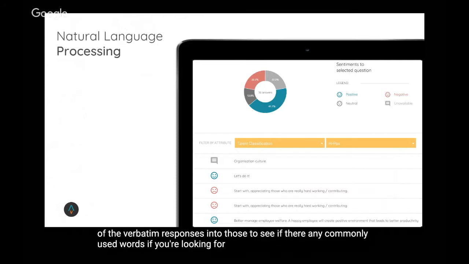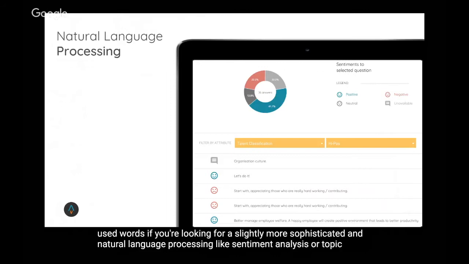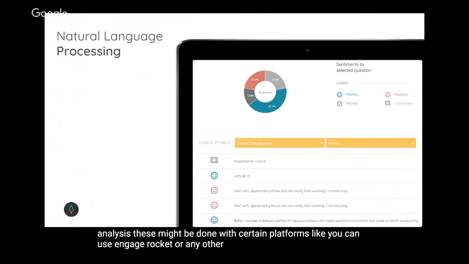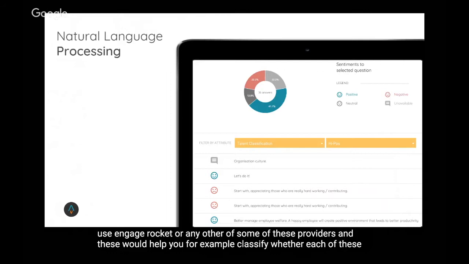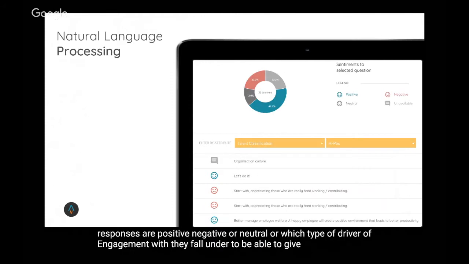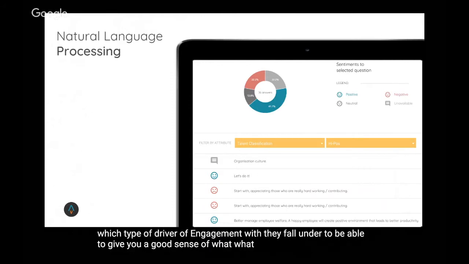If you're looking for slightly more sophisticated natural language processing, like sentiment analysis or topic analysis, these might be done with certain platforms. Like you can use EngageRocket or some of these other providers. And these would help you, for example, classify whether each of these responses are positive, negative, or neutral, or which type of driver of engagement they would fall under, to be able to give you a good sense of what are some of the common themes that people are talking about.